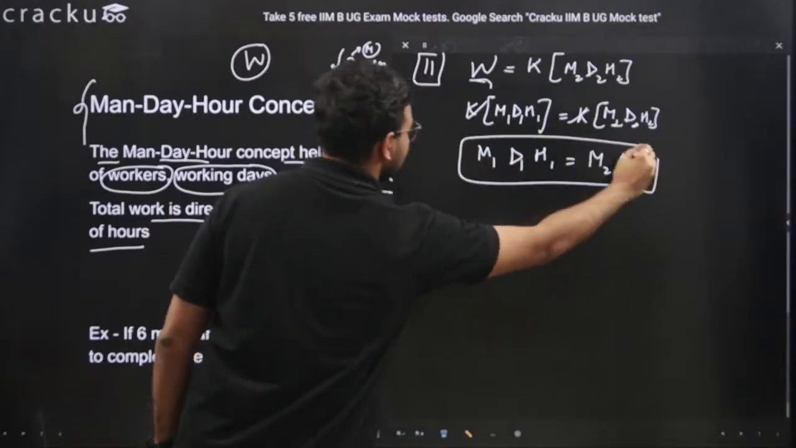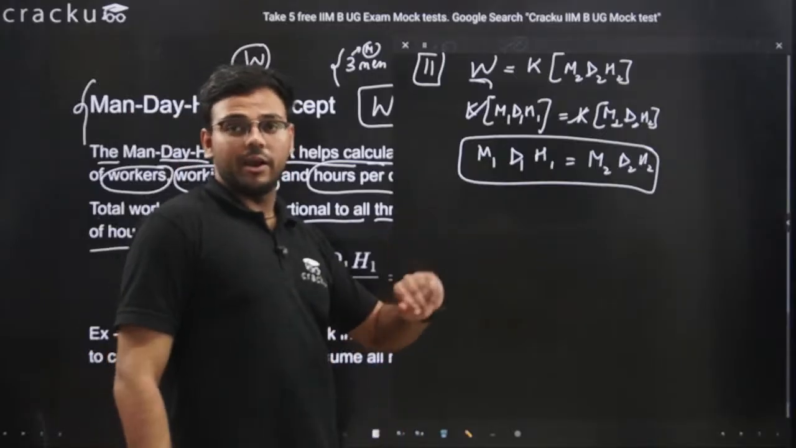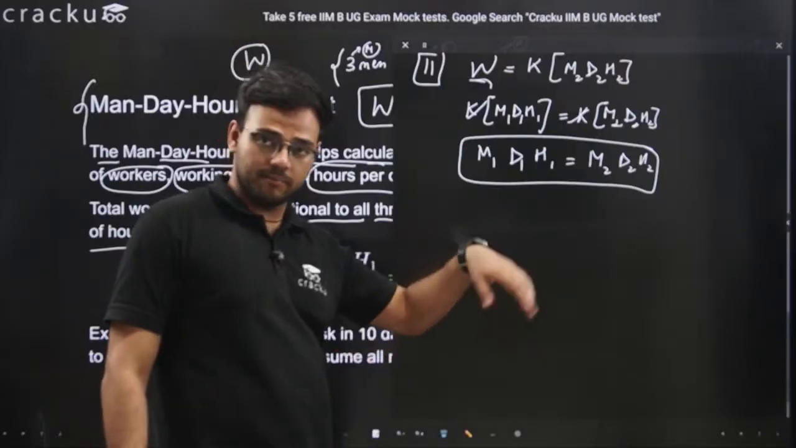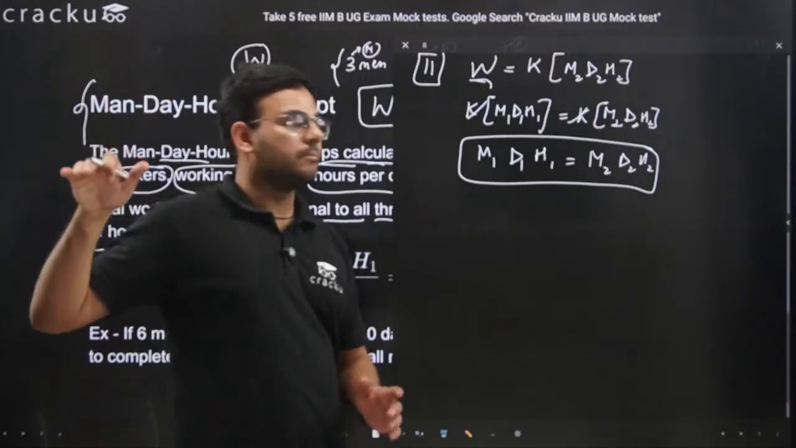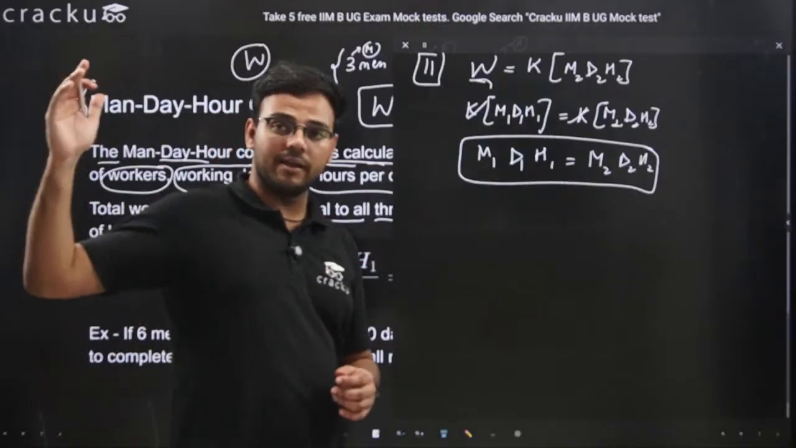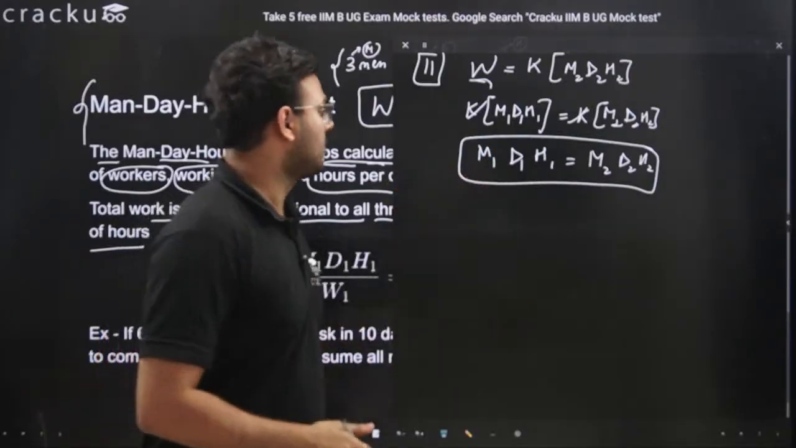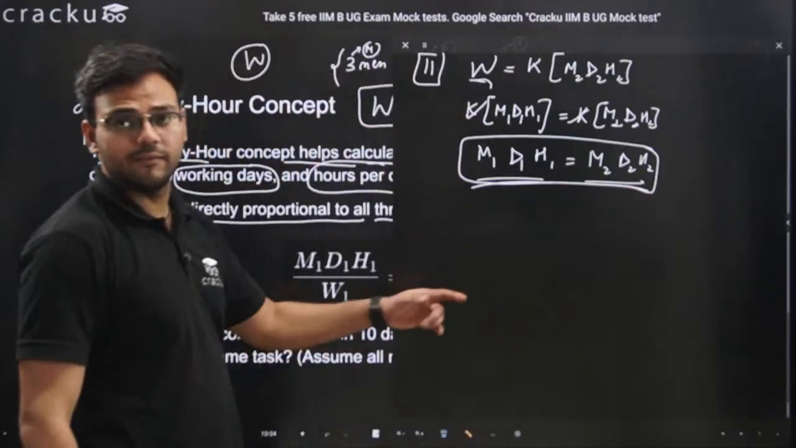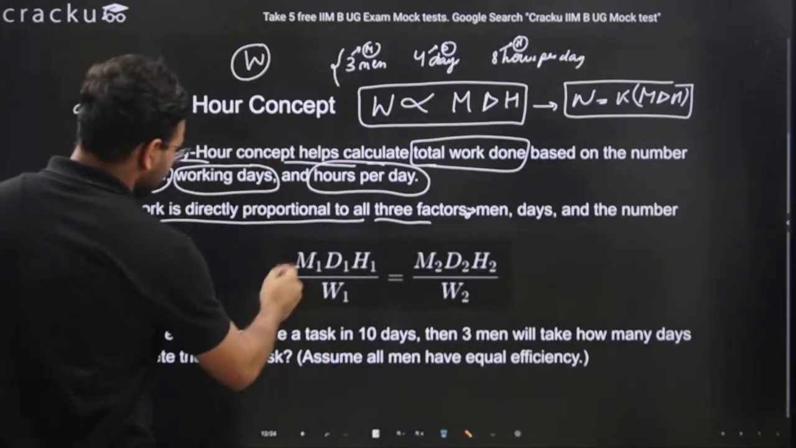That is, the product of these three, the number of men, number of days and number of hours per day, can be equated if they are doing the same piece of work. Let's say some group of people are working for some days for some number of hours, and some other group has some other number of men, working for a different number of days, and each day they work a different number of hours from the first case. So what we can do is just equate the product of these three, M1 D1 H1 is equal to M2 D2 H2. So again, this is the formula.